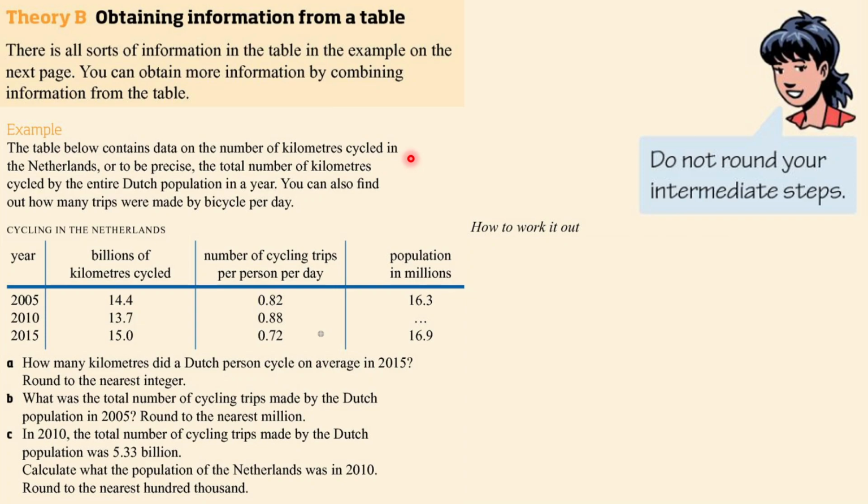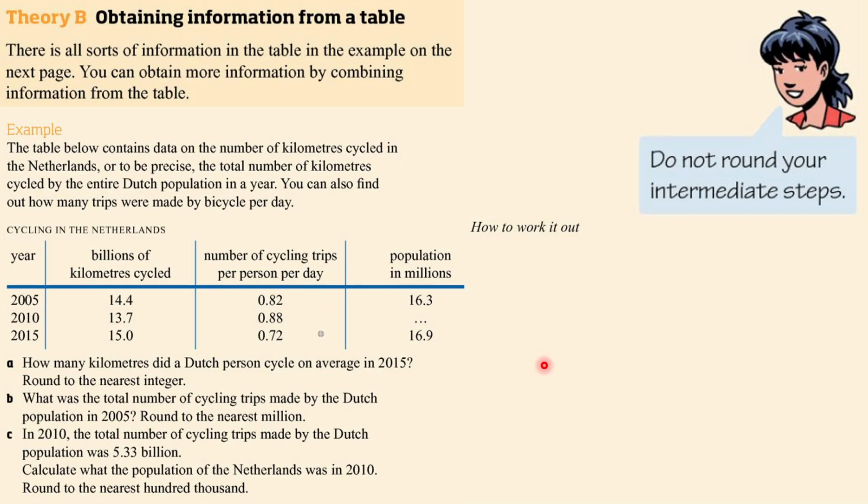The table below contains data on the number of kilometers cycled in the Netherlands, or to be precise, the total number of kilometers cycled by the entire Dutch population in a year. You can also find out how many trips were made by a bicycle per day. Okay. Take a good look at the labels of the columns. You have years, billions of kilometers cycled, number of cycling trips per person per day, and a population in millions. And we're talking about the Netherlands, so it's the population of the Netherlands. With one piece of information missing, I guess we have to figure that out ourselves later.